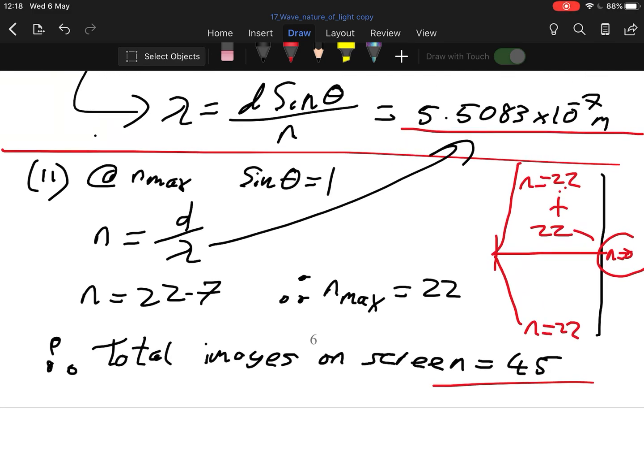There are 22 images on either side, but don't forget we have n equals 0. That is also an image. So you have 22 on the left, 22 on the right, and the central image, which is 45. Always remember that. When you get n max, that is the highest order. What that means here is that there are 22 images on the left-hand side, 22 images on the right-hand side, and there's also the central image, n equals 0.